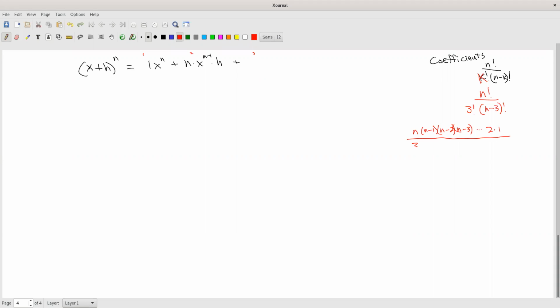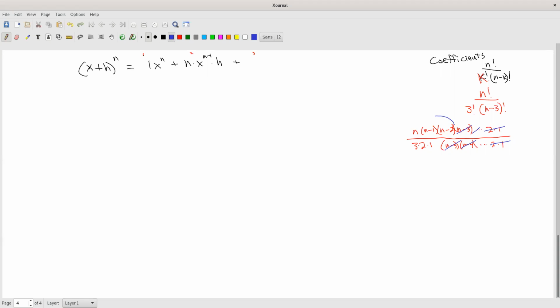3 factorial is 3 times 2 times 1. And then n minus 3 factorial is n minus 3 times n minus 4. We just keep dropping those whole numbers down until I get down to 2 times 1. And the cool thing about that is this and this cancel, and that would cancel with whatever's next, and those guys cancel. So the next coefficient is, let's see.